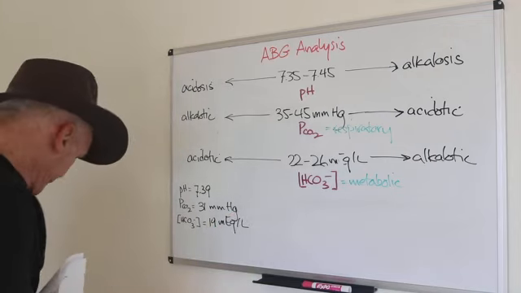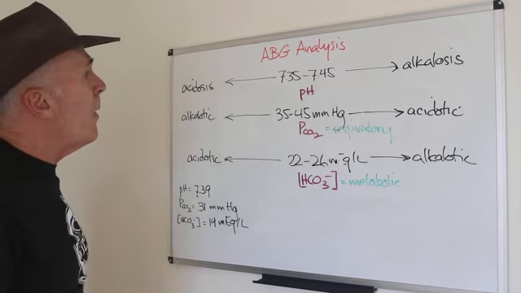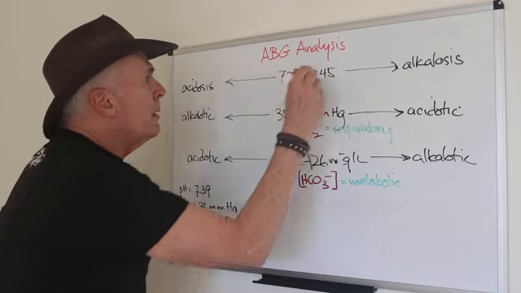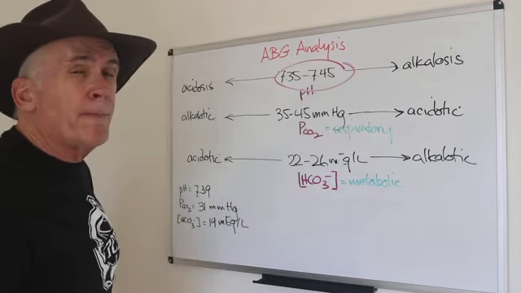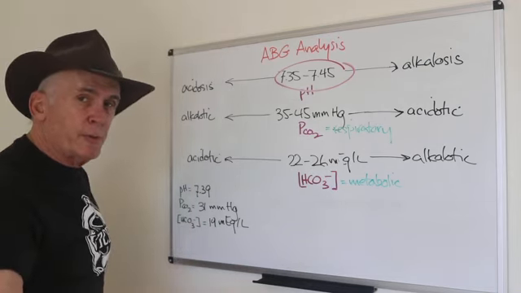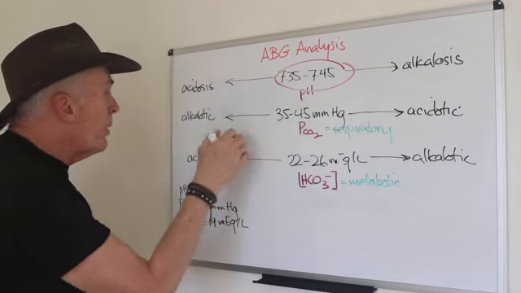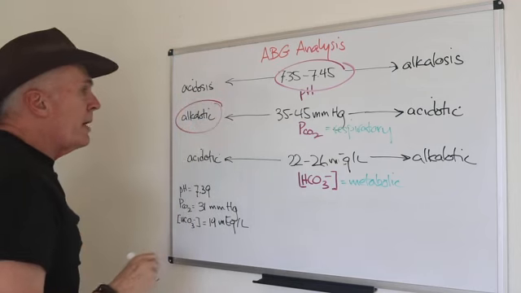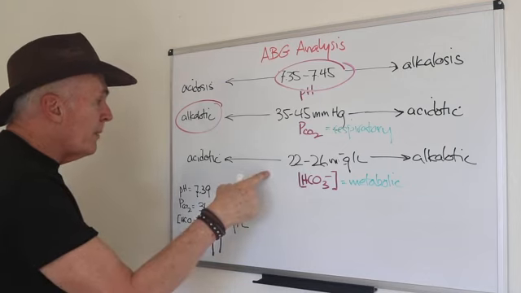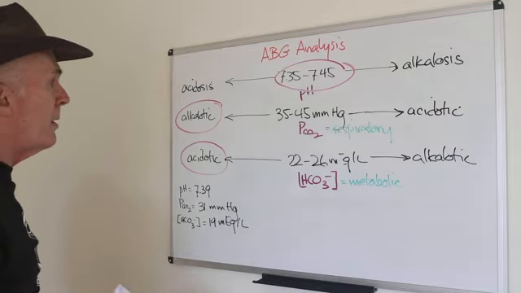Okay, let's take a look. Always check pH first. 7.39. Oh, wait a minute. That's normal. This person's normal. We're done, right? No. Let's check the other two. You always have to check the other two. Partial pressure CO2 31. No, this person is below. This person is alkalotic. And bicarb 19, yeah, they're below on that as well. They are acidotic. Wait a minute, what the hell is going on here?